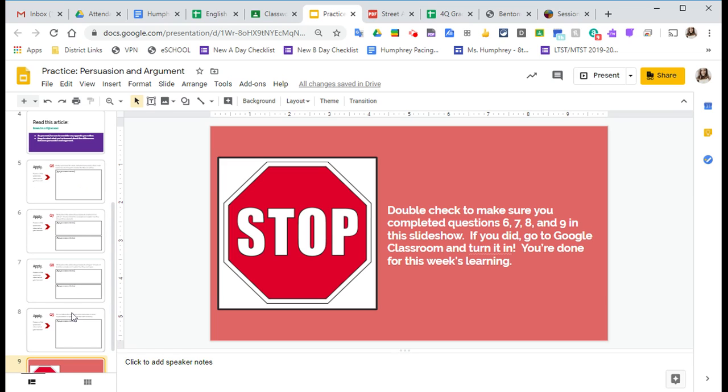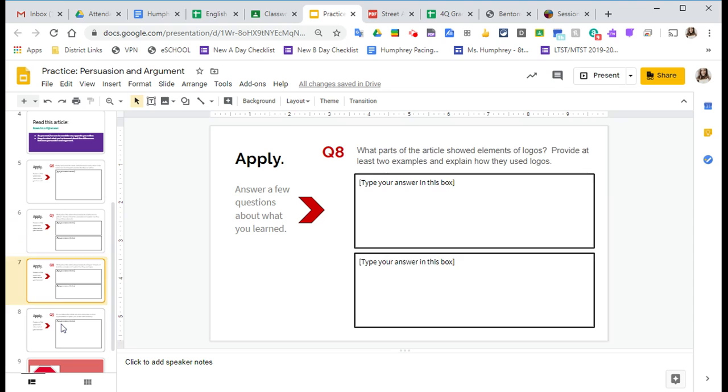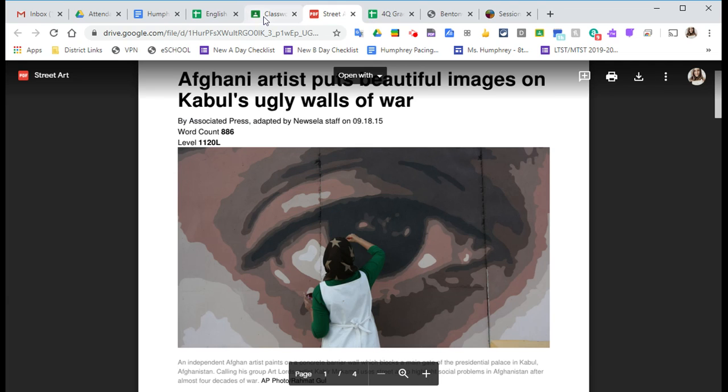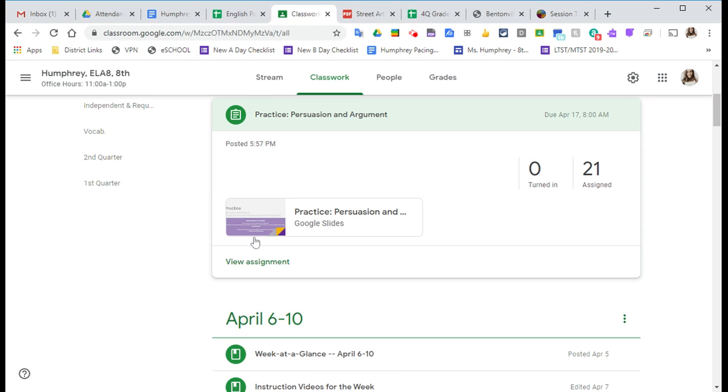But the graded aspect for this week is really looking at, can you apply this now in practice with something pretty basic? So when you're finished with that, you'll turn it in. And then you're done for the learning for this week.